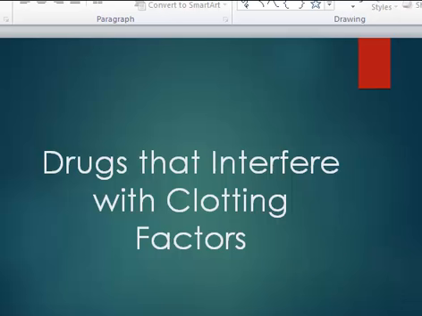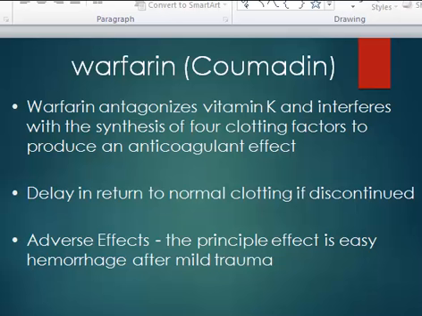So the first group of drugs that we're going to look at are drugs that interfere with clotting factors. Warfarin antagonizes the vitamin K that's necessary to synthesize 4 clotting factors that are produced by the liver, and this is how it produces its anticoagulant effect. The delay in return to normal clotting: it takes about 4 days for the person to begin to clot normally again. So if you're telling a patient not to take their warfarin or Coumadin the day before a dental appointment, it's not going to work and it's dangerous.